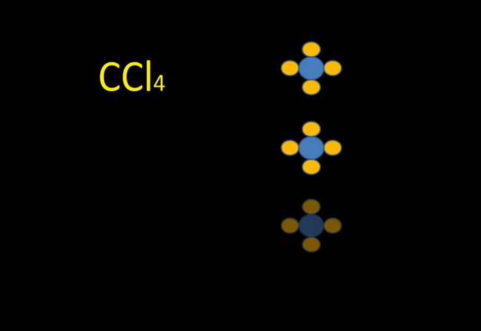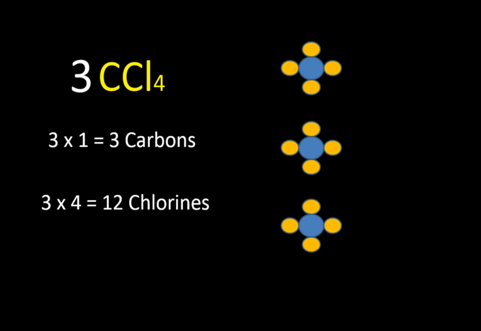Another example here is CCl4, where we have 1 carbon and 4 chlorine atoms. And if we were to have 3 of these molecules, a 3 would go out in front, and we would have a total of 3 carbons and a total of 12 chlorines. 4 chlorines for every molecule, but we have 3 molecules, so 3 times 4 equals 12.